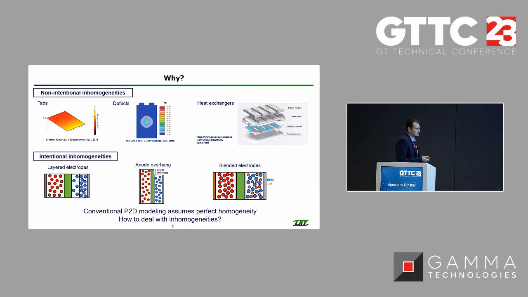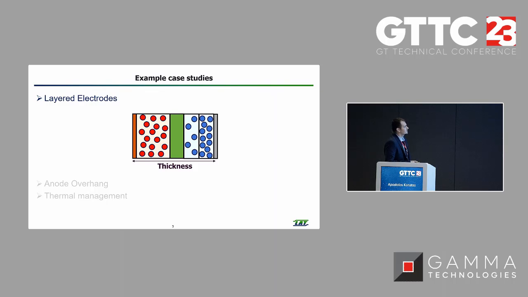Now, as regards battery modeling, the P2D model is a powerful tool. However, it is based on the assumption of perfect homogeneity. So we would like here to find what to do to deal with these inhomogeneities. So we have prepared 3 different example cases, and let's first begin with a case related to a layered electrode.